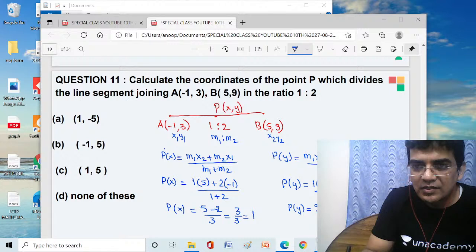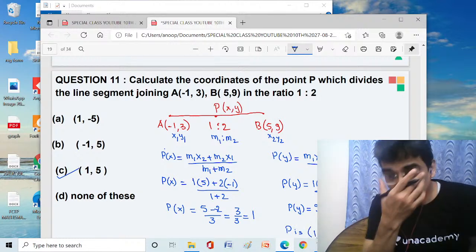So finally I can write the answer that P is 1, 5. So the question says you have to find the coordinates of point P. So you can say coordinates of point P 1, 5. So see this one. Coordinates of P 1, 5. So this will be your answer.